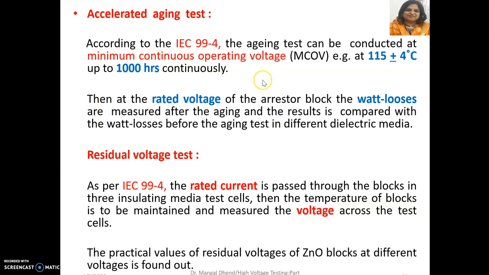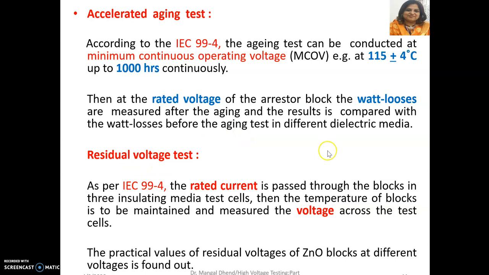Then at the rated voltage of the arrestor block, the watt losses are measured after the aging, because when aging occurs this power loss can increase, so you have to check it. The result is compared with the watt losses before the aging test in different dielectric materials, because during normal operating condition your arrestor should not cause high power losses. That is the intention of this test.